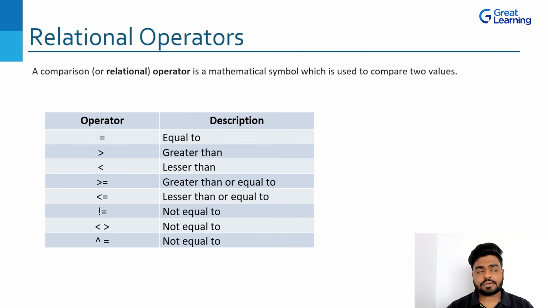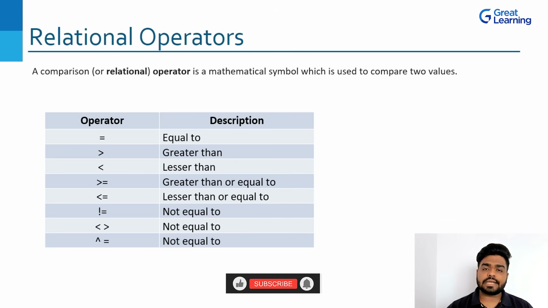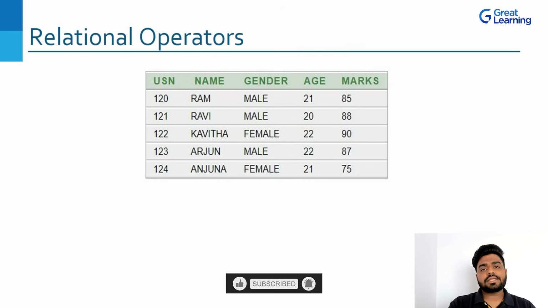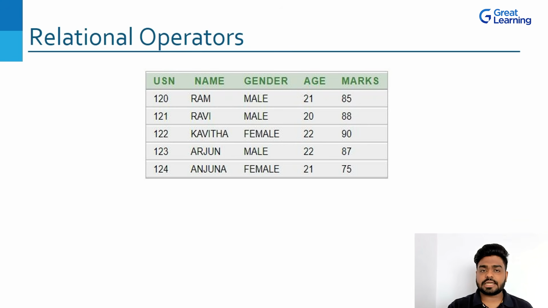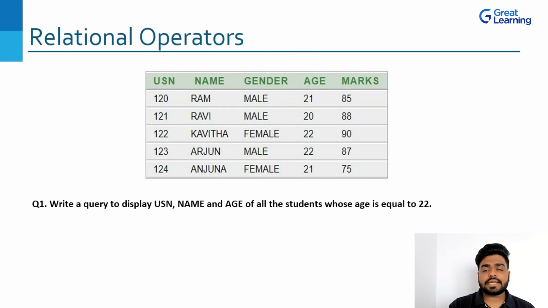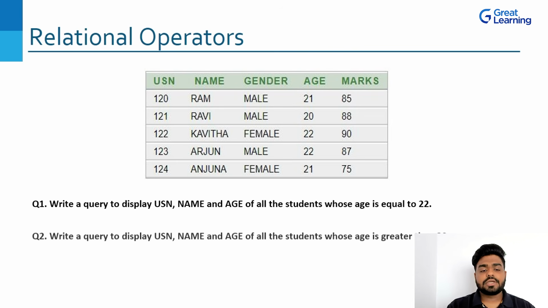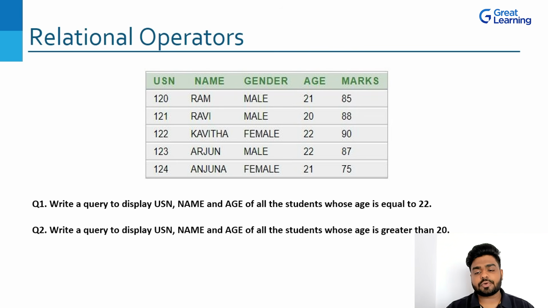These relational operators are usually used when you are comparing two values in a condition, correct? I'll show you some examples also. Let's say that we have this table which we are using from the starting: USN, name, gender, age and marks, which is a student table. We have to write a query to display USN, name and age of all the students whose age is equal to 22. That is a condition based on comparison, so we use a relational operator. Write a query to display USN, name and age of all students whose age is greater than 20.